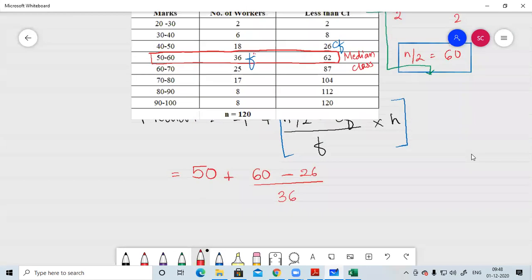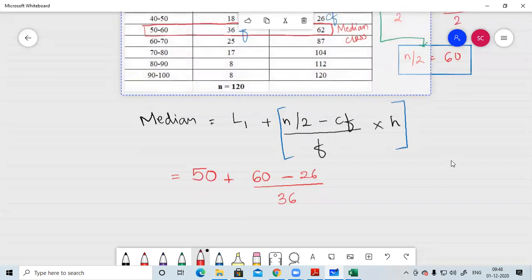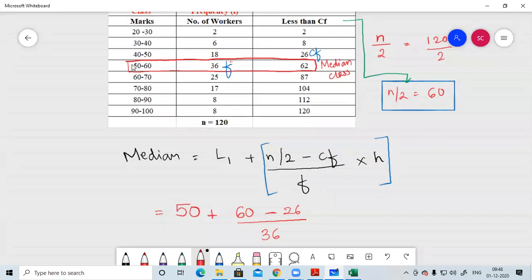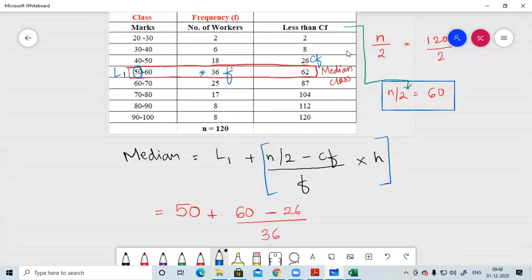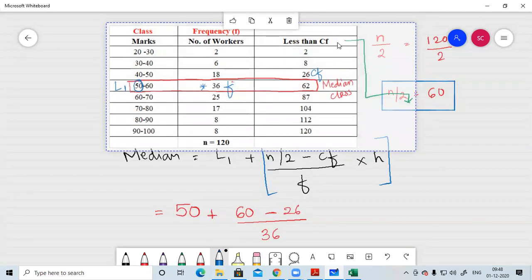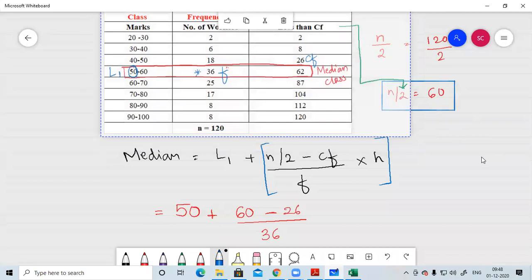See here, in the formula, we have L1, which is the lower limit of the median class. So the lower limit of the median class is 50. CF stands for cumulative frequency preceding the median class. Preceding means the one before, pehle wala. And frequency F stands for frequency of the median class. Understand the difference? This is cumulative frequency when we go on adding. And when we take it as it is, that is a frequency. Is this understood? Yes, sir.